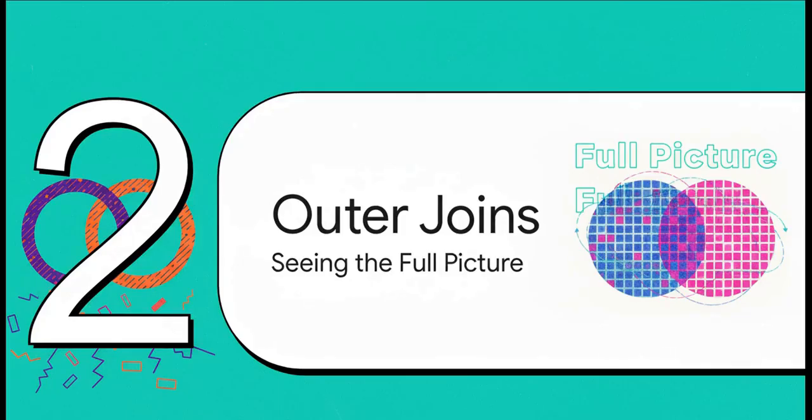But what about all the data that doesn't match? What if you need to find the gaps, the missing pieces? An inner join just hides all of that from you. To see the whole story, we have to go beyond those perfect matches and enter the world of outer joins.